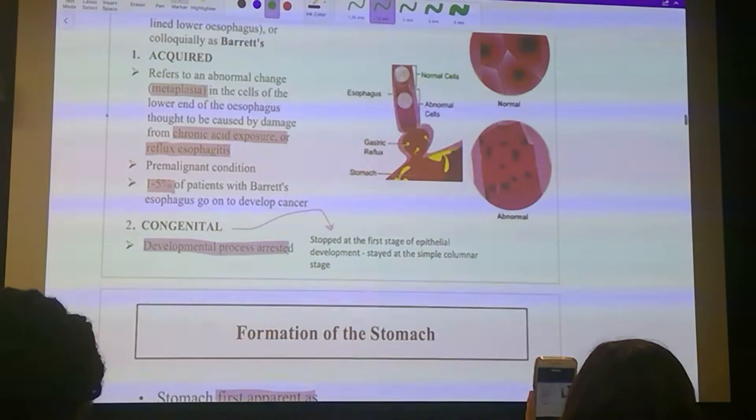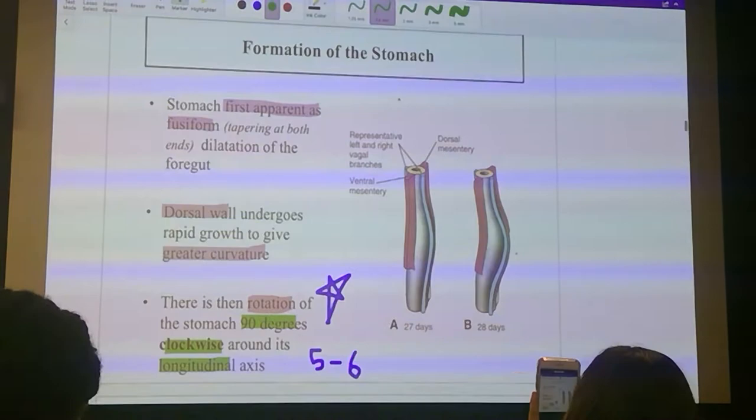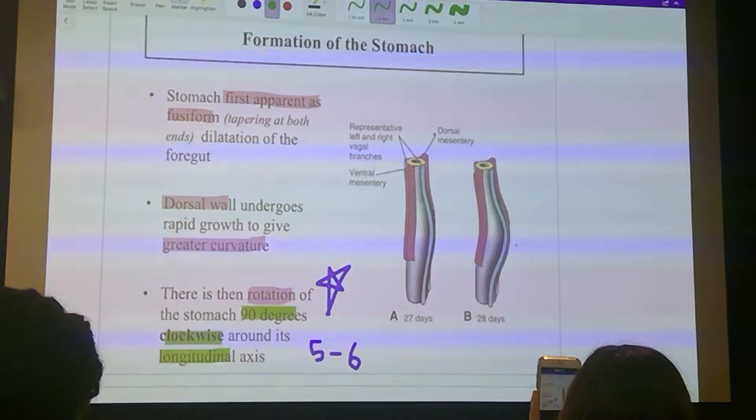And then for the formation of the stomach, just remember the example she gave in class. So you turn right, so your left vagus nerve is in the front, your right vagus nerve is in the back. So just remember the example in class.